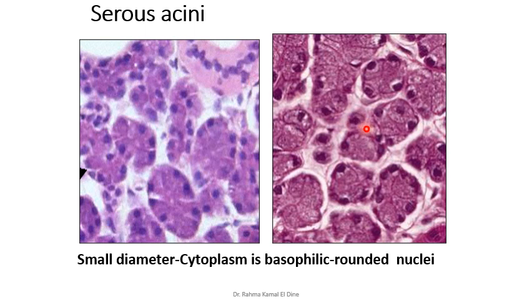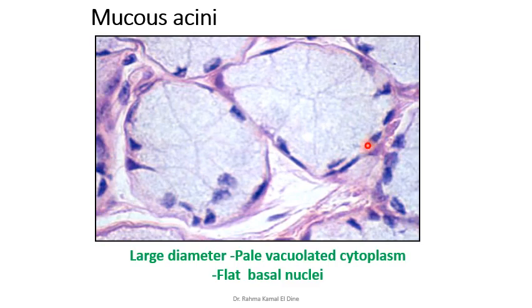Serous acini: they are small, with basophilic, rounded nuclei and non-clear cell boundaries. Mucus acini: large, with pale vacuolated cytoplasm, clear cell boundaries, and a flat basal nucleus.